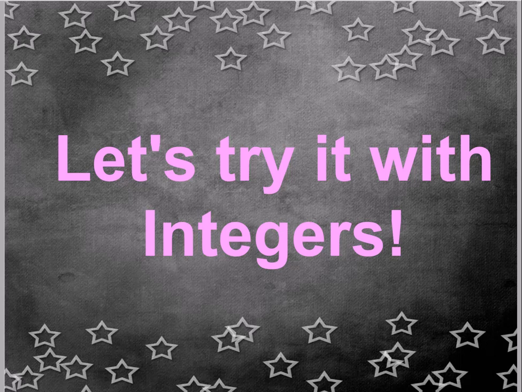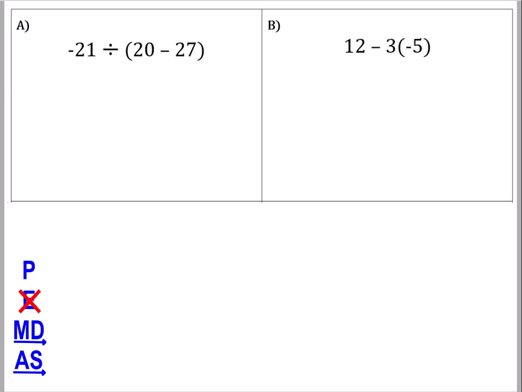But now we're going to try it with integers, meaning our numbers are not going to all be positive. We're going to have positive and negative numbers. So you always want to make sure you have PEMDAS written down so that you can visually see it and follow those steps. So my first step is parentheses. I do have parentheses, so I'm going to underline it, and I'm going to solve it first.